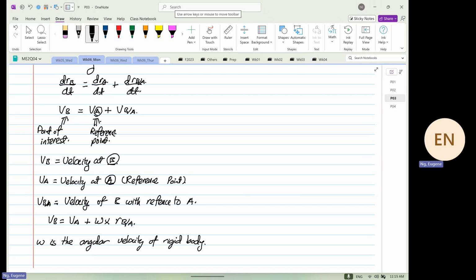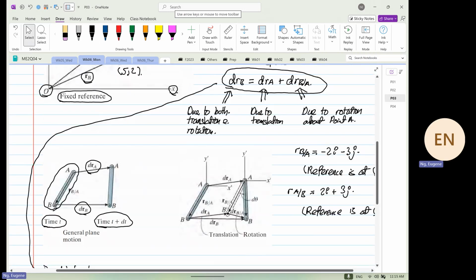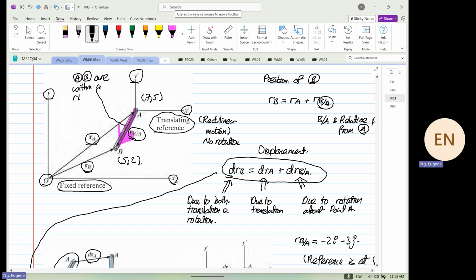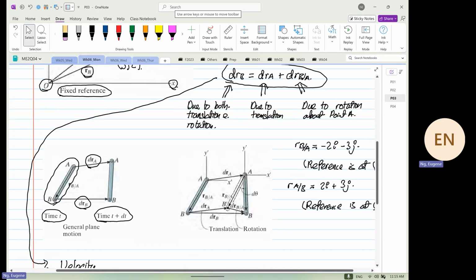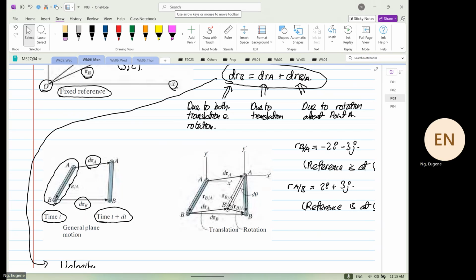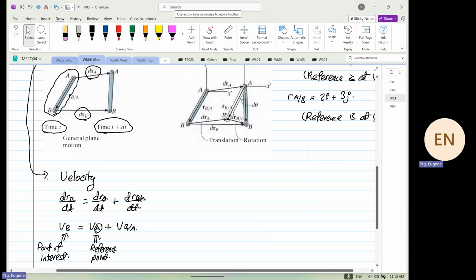Okay, so if you can go back to this diagram over here, I want you to write point A and point B are within a rigid body. Okay, so the radius of the RAB will not change with time. That is fixed. Okay. So let's look at the solution procedure.